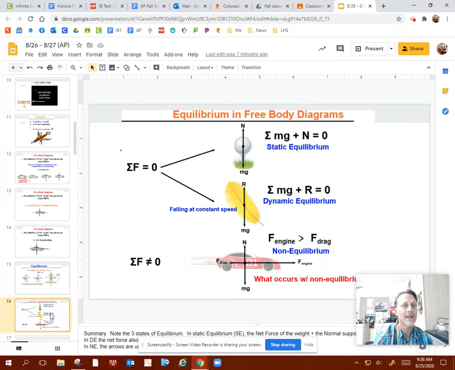When an object is falling at constant speed, like a feather dropping through the air, you do the same analysis, and it's still equaling 0. It's not much different than the previous problem. The difference is it's actually moving, so that's where the word dynamic comes from.